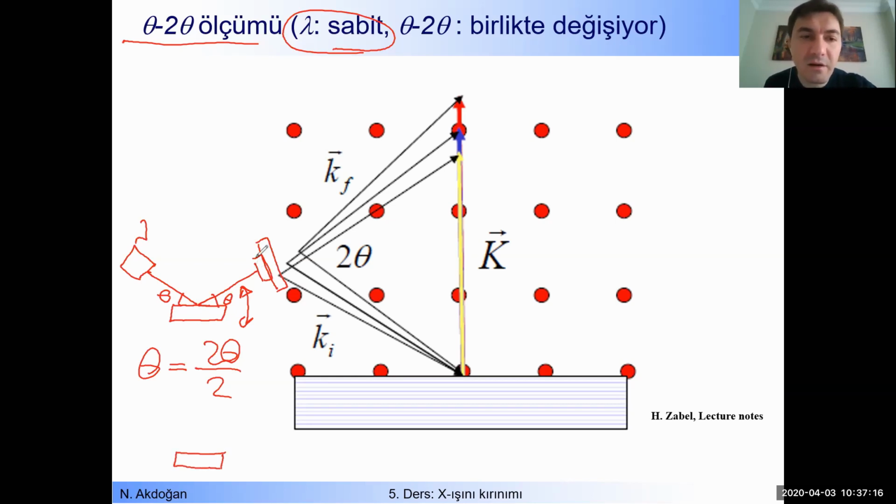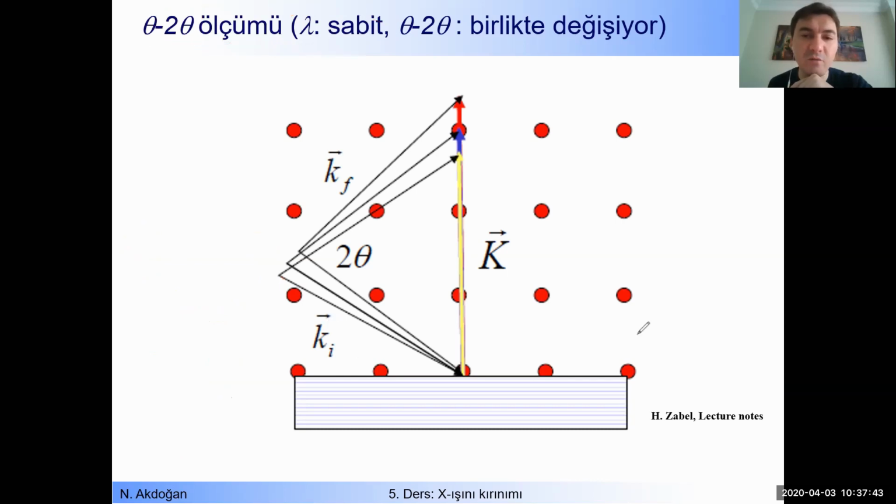I mean, if you look at that picture, if you move the source in that direction, then you also move the position of the detector. Okay, they are moving simultaneously. So what is 2theta? I think I have explained this one in the previous lectures, but let me remind you again, what is 2theta?